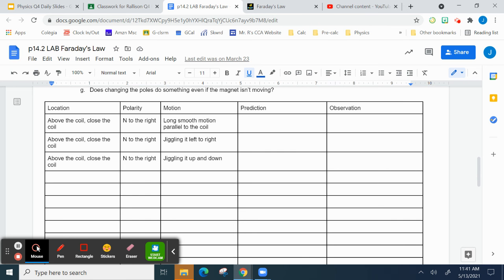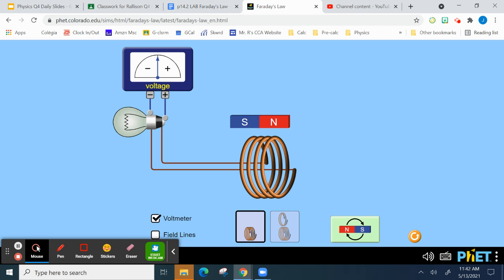What if I put it above and close to the coil and I jiggle it up and down, instead of going like this? Now I'm going to go up and down. Well, now that moves it. It seems to move it about the same.